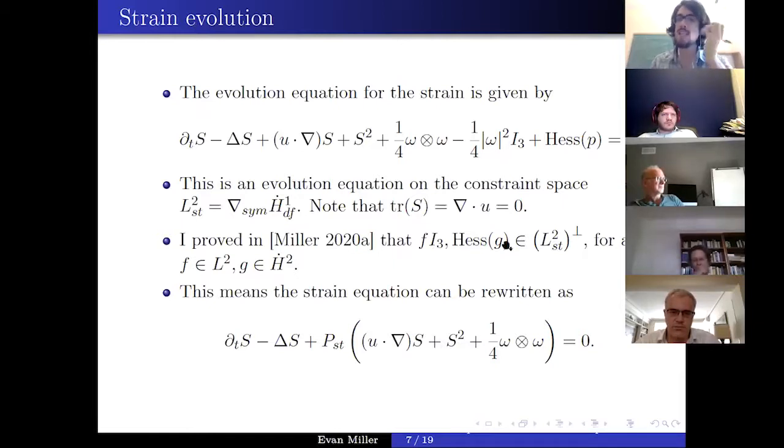Now, Hessians being orthogonal is just a generalization of the fact that gradients are orthogonal to divergence-free vector fields. So if our constraint space is divergence-free vector fields, we're orthogonal to gradients. When we move up to symmetric gradients of divergence-free vector fields, we're now orthogonal to Hessians. You can show that fairly straightforwardly, just integrating by parts. This means in particular, the strain equation can be rewritten as delta t S minus Laplace S plus the projection of u dot grad S plus S squared plus 1/4 omega tensor omega is zero.